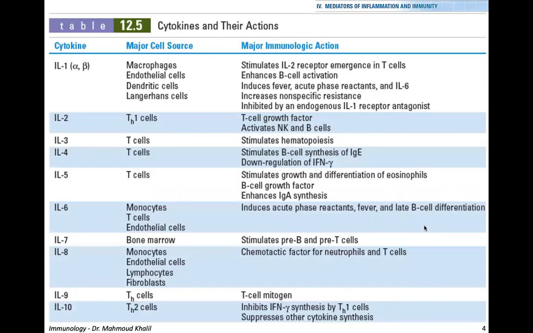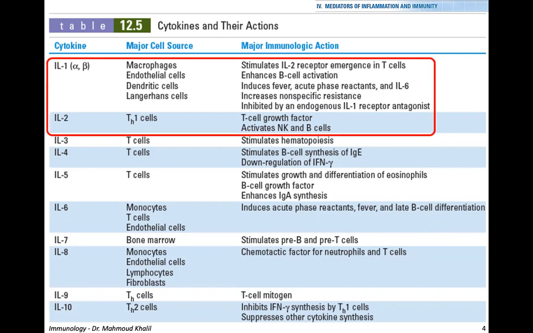So this table shows most of the cytokines and their actions. You can see two of the major cytokines are interleukin-1 alpha and beta, and interleukin-2. For interleukin-1, the major cell sources are macrophages, endothelial cells, the ones that line the blood vessels, dendritic cells, the antigen-presenting cells, and Langerhans cells, which are a type of dendritic cell that exists in the skin.